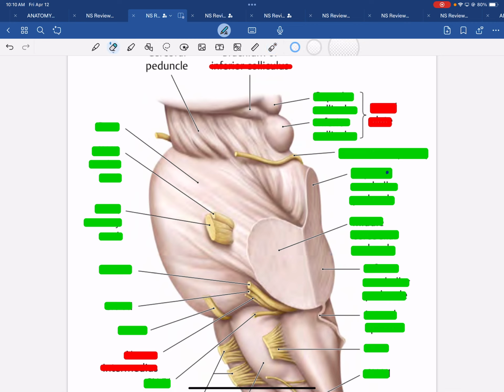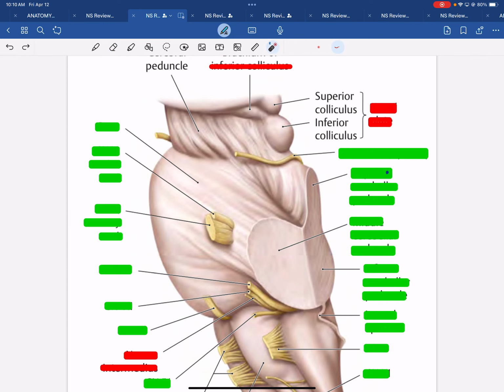Superior colliculus. Good, superior colliculus here. Inferior colliculus. Good, inferior colliculus. And then those are called the what? The corpora quadrigemina. Good, the corpora quadrigemina. They call it the tectal plate, but just ignore that, right?